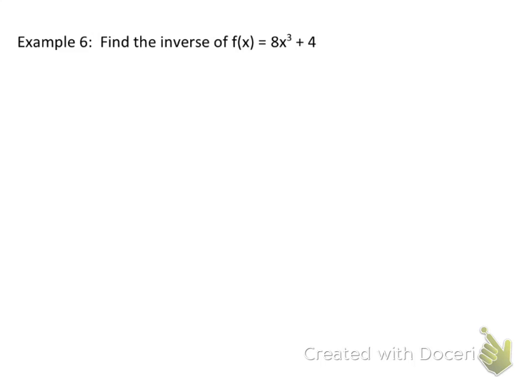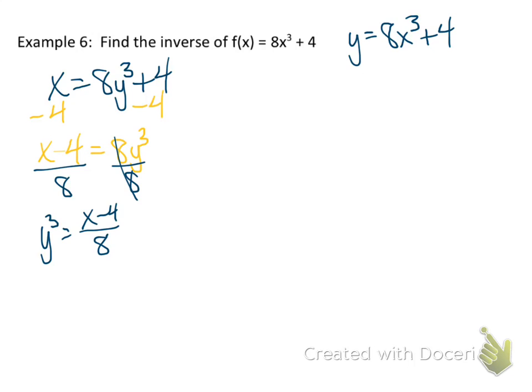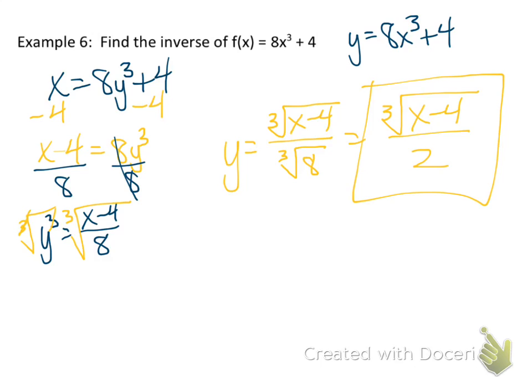I want you to pause the video and go ahead and try to find the inverse of this one, and then come back and see if it matches what I have. Now when you get y cubed equals x minus 4 all over 8, hopefully you are becoming somewhat familiar with your perfect cubes list, and you notice that 8 is a perfect cube. When you take the cube root, you could break the top and the bottom apart, and so then you would actually have the cube root of x minus 4 all over 2.